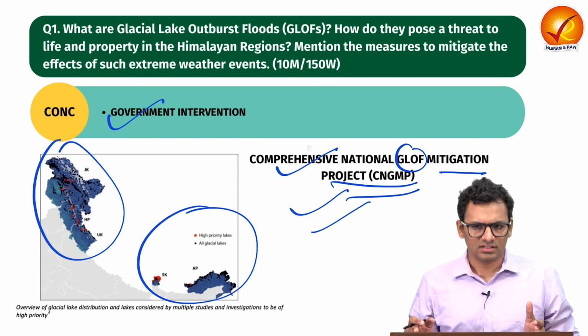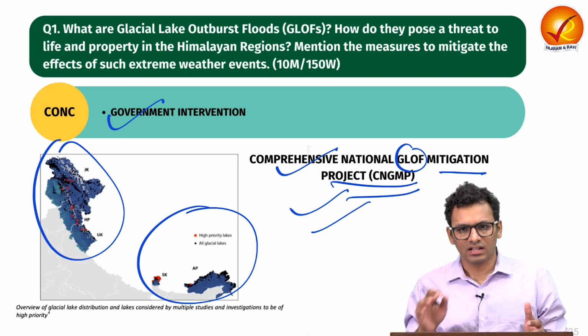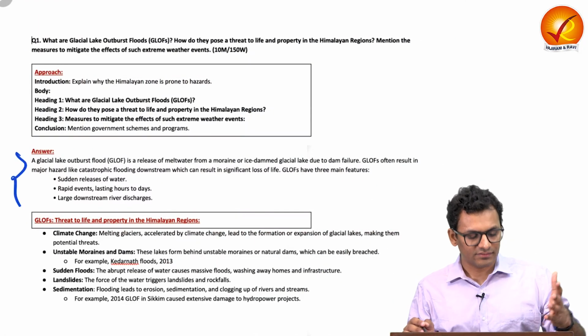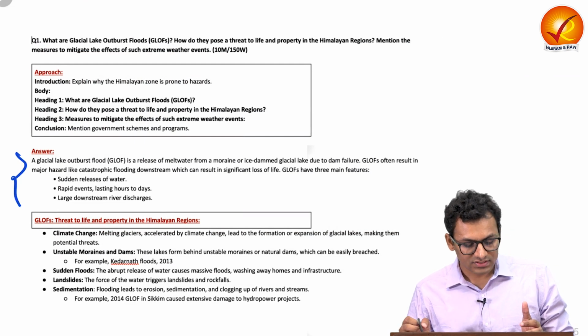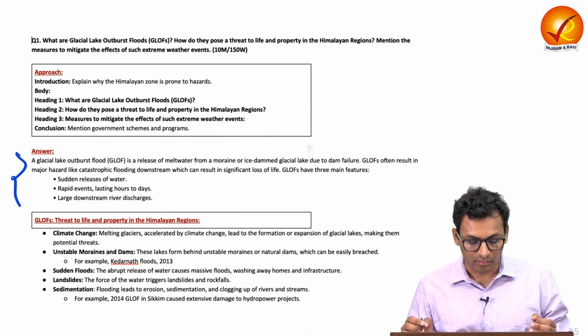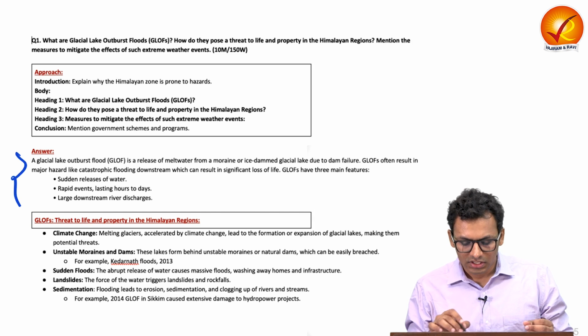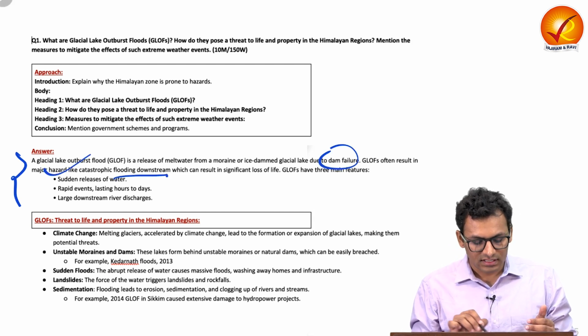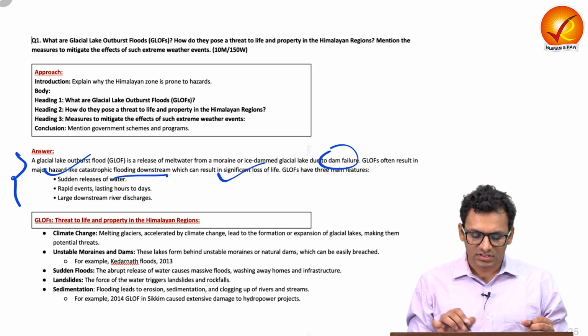Let's see the model answer and understand how can we inculcate the same in our answer writing practice. In the introduction, you can talk about the definition like glacial lake outburst flood is release of meltwater from moraine or ice dam glacial lake due to dam failure. It often results in hazards like flood downstream, etc. It can result in significant loss of life as well as infrastructure.